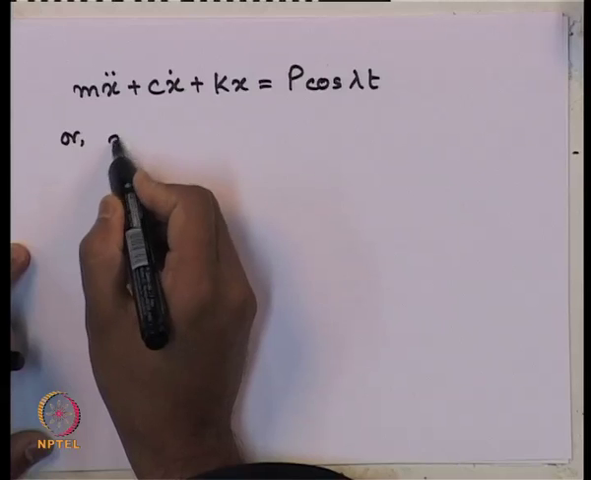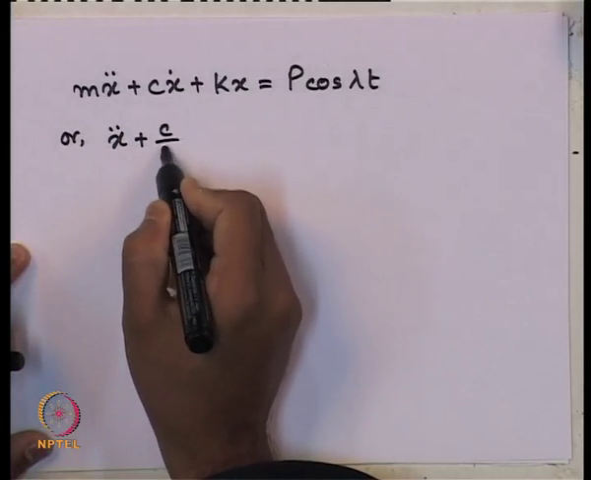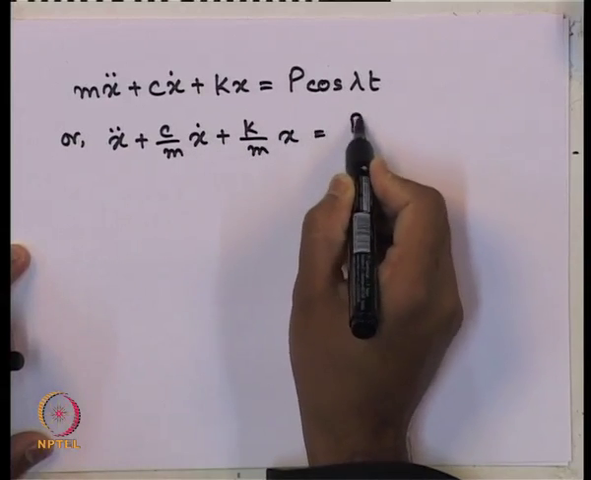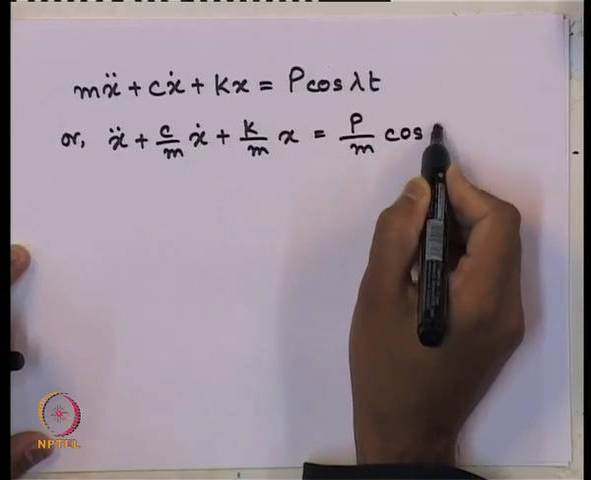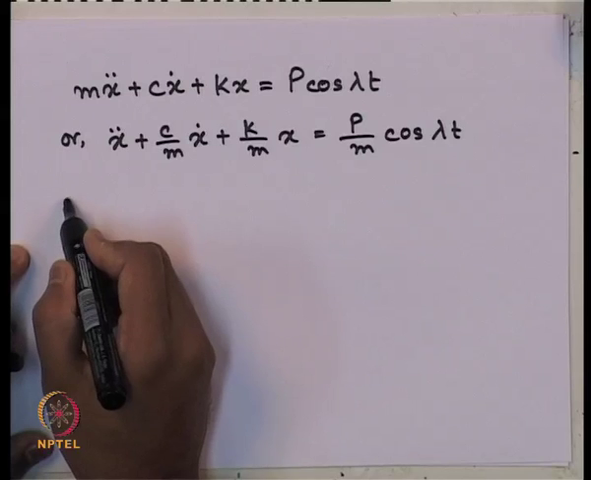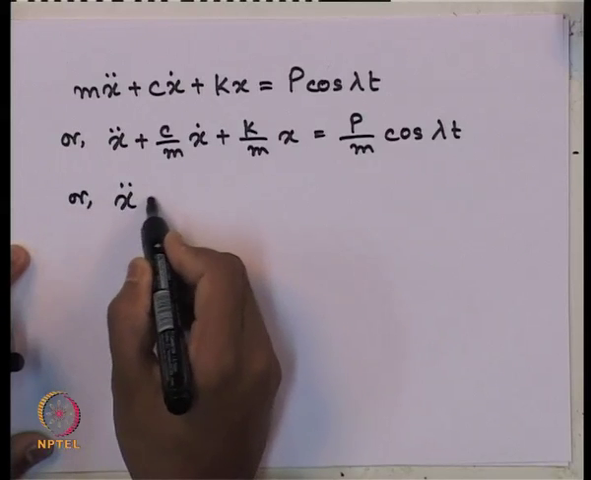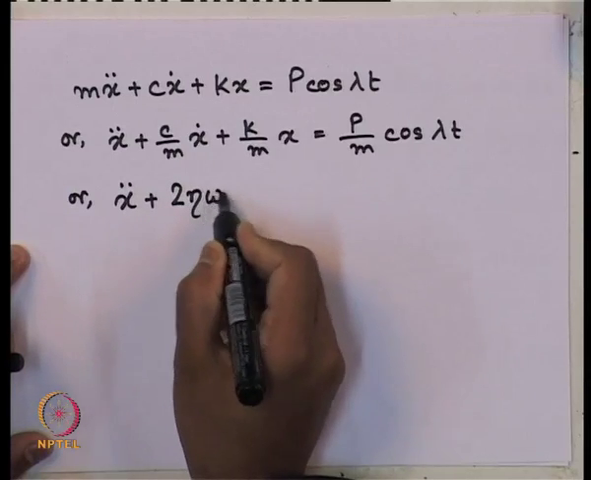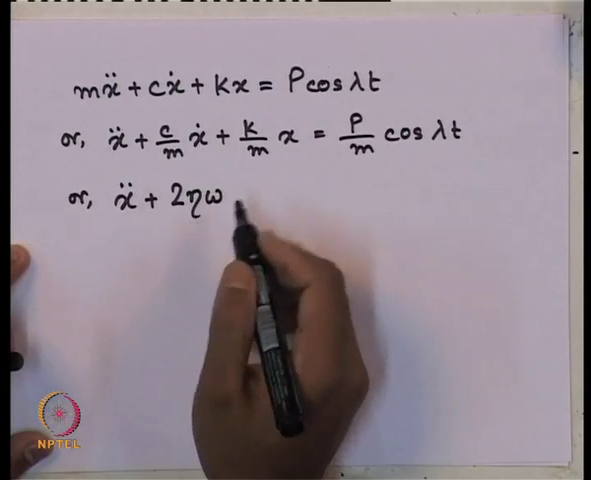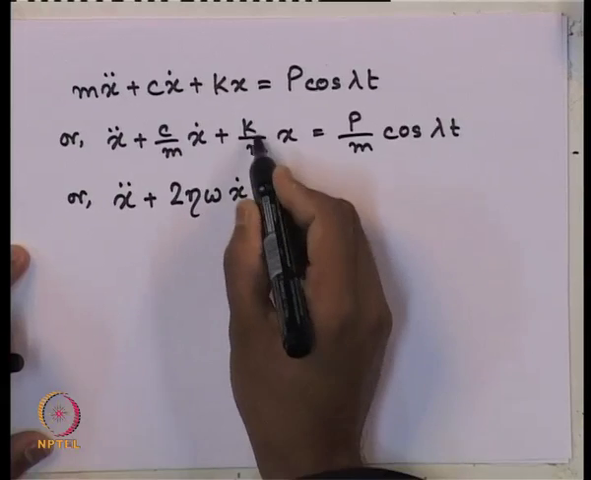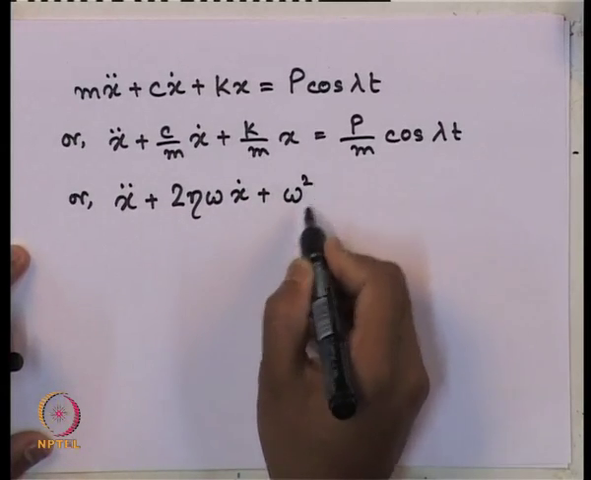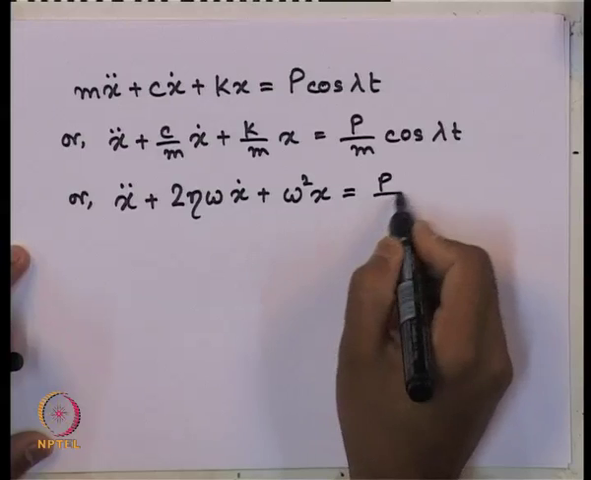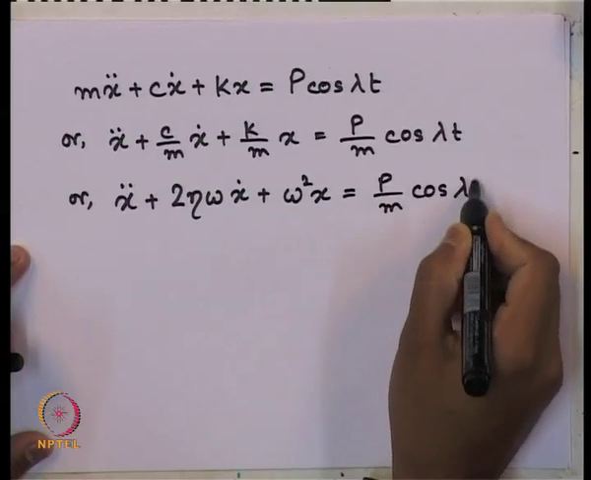or x double dot plus c by m x dot plus k by m x equals p by m cosine lambda t. I divided both the sides with m. Or x double dot plus c by m we can write down as 2 eta omega, earlier we had seen, x dot, and k by m is nothing but our omega square, where omega is the natural frequency of the system. Omega square x equals p by m cosine of lambda t.